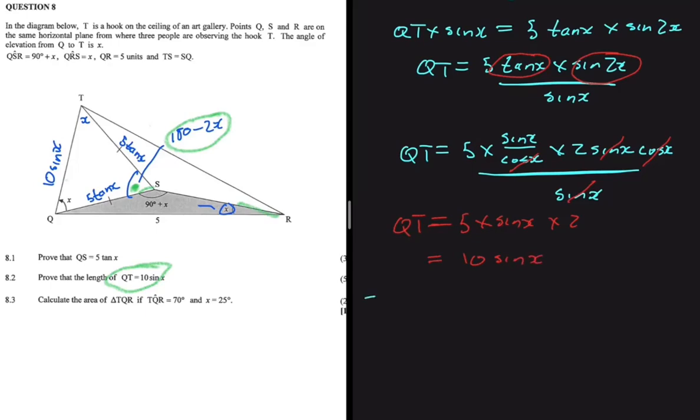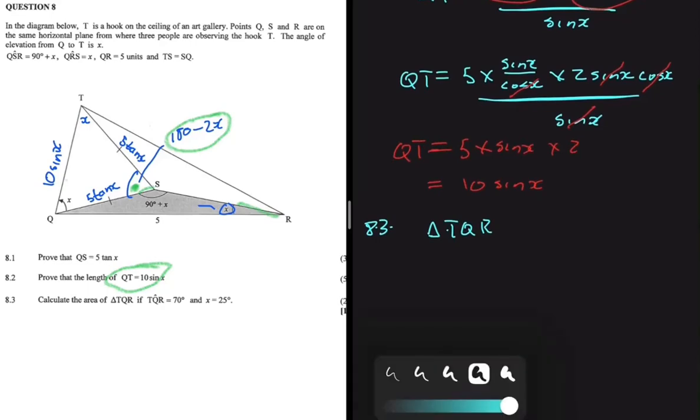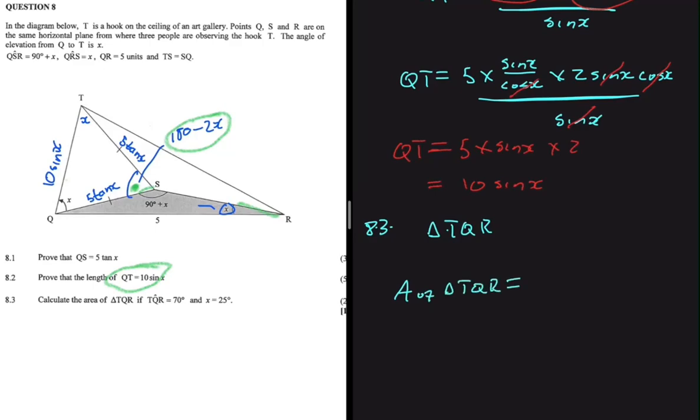And now we can conclude by doing 8.3. So 8.3 is saying let's look for the area of triangle TQR. Before we even look at our sketch, let's talk about the area first. The area of some triangle TQR will always be equal to 1 divided by 2 times side 1 multiplied by side 2 multiplied by sine of the angle, right? The problem is with this angle. Which angle are we talking about? It is the angle sandwiched by the two sides. In this triangle TQR, they're telling us that the angle TQR is 70 degrees, and then they say that X is equal to 25.